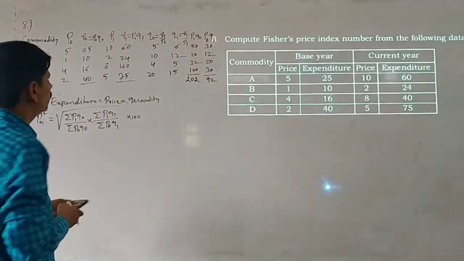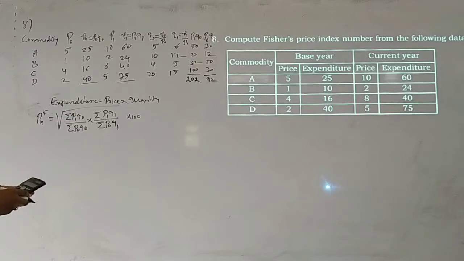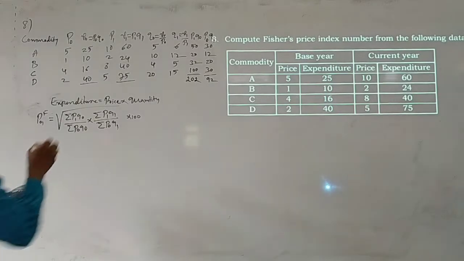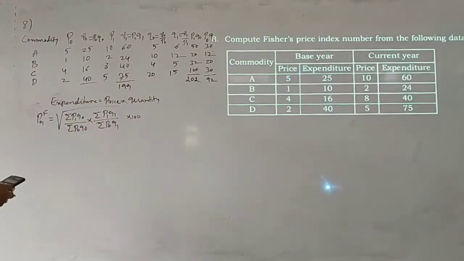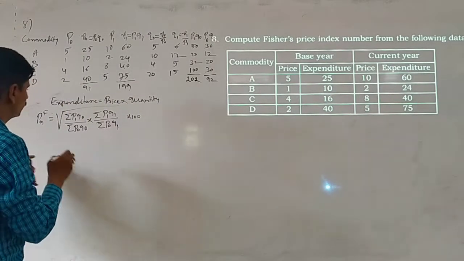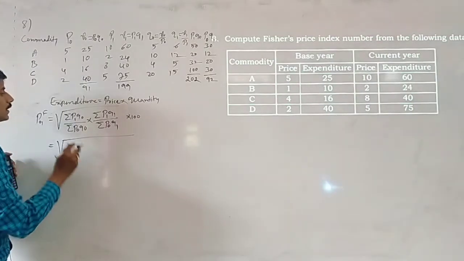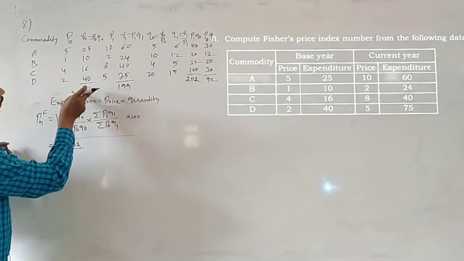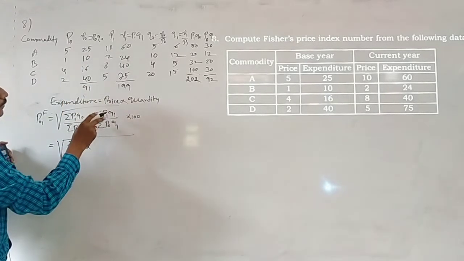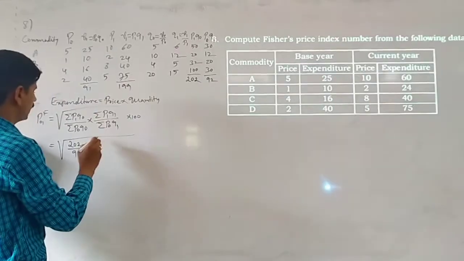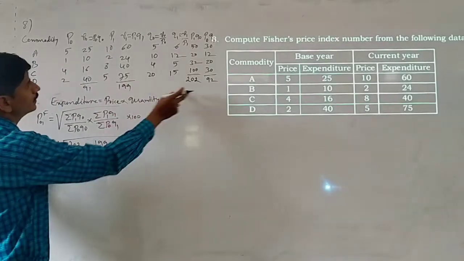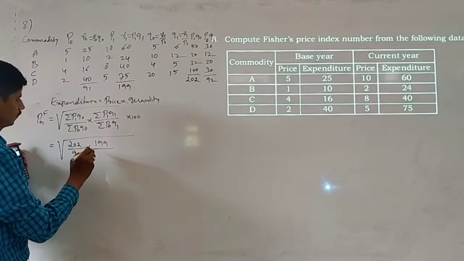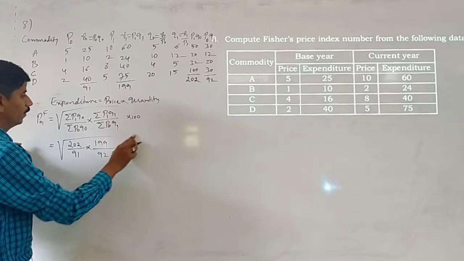Next we want the sum of P1 Q1: 60 plus 24 plus 40 plus 75 is 199. Next P0 Q0 value: 25 plus 30 plus 10 is 35... 35 plus 16 plus 40 is 91. Then we have to substitute the values. Under root of sum of P1 Q0 is 202, sum of P0 Q0 is 91, into sum of P1 Q1 is 199, sum of P0 Q1 is 92, into 100.